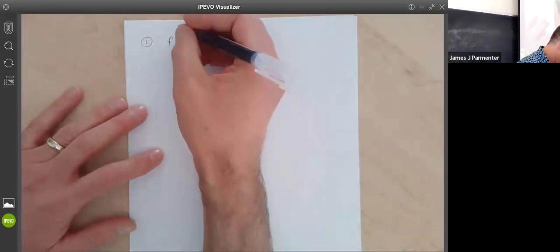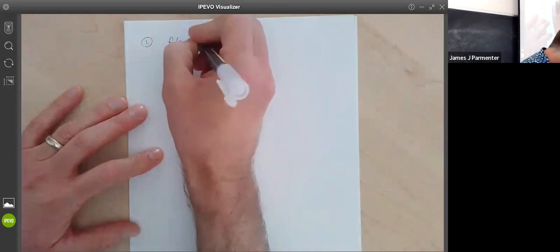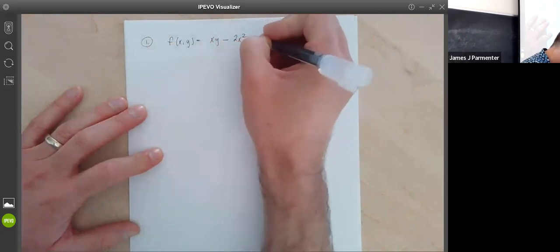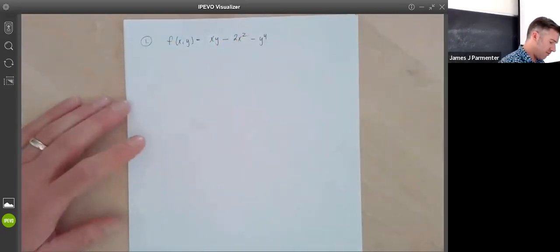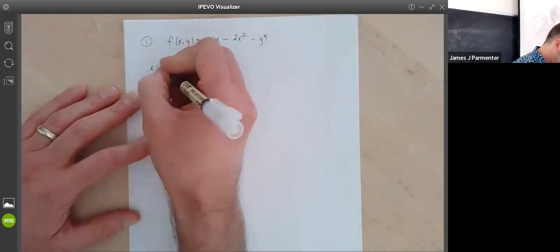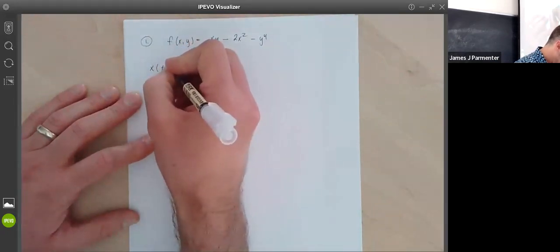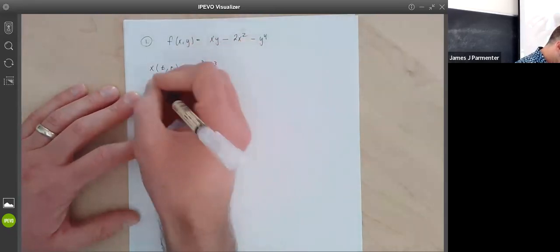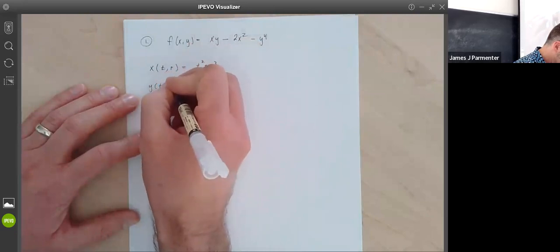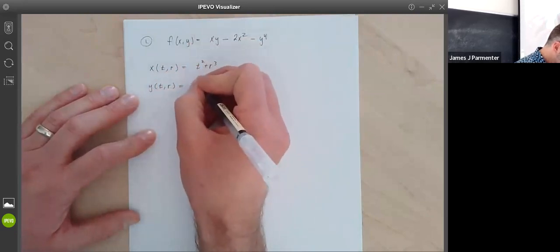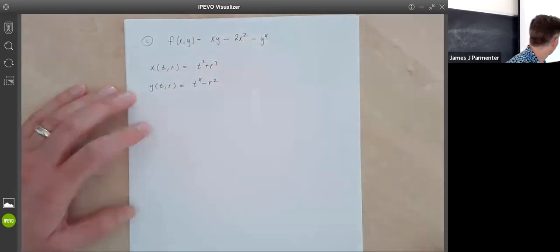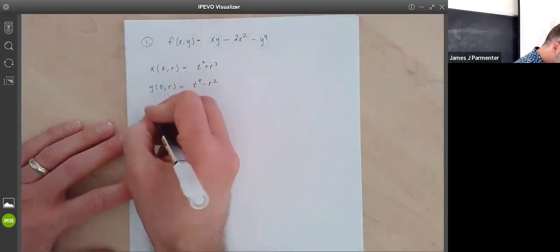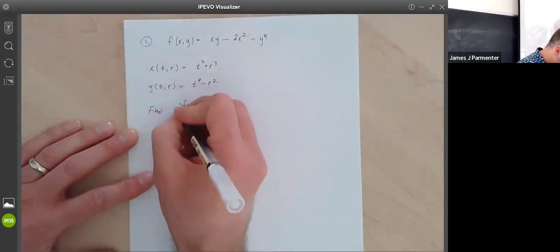Let's say we have the following: f of x, y equals xy minus 2x squared minus y to the fourth. But we also have that x is a function of t and r, and it's equal to t squared plus r cubed. And y is also a function of t and r, and it's equal to t to the fourth minus r squared. And so we're going to be asked to find del f del t.